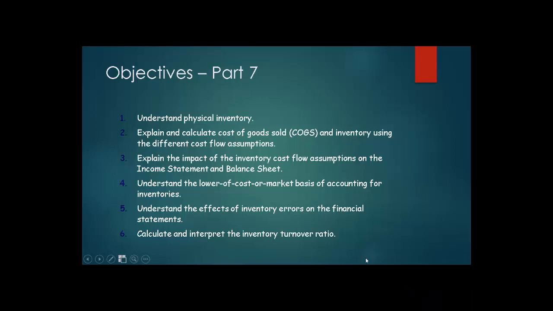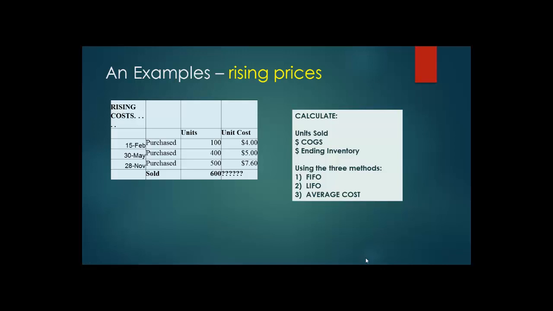Inventories, Part 7. We're going to do two examples, one showing rising prices and one showing declining prices. So here's our rising prices example. We purchased 100 at $4. Our second purchase was 400 at $5, and our third purchase was 500 at $7.60. And those are some pretty quick price increases.